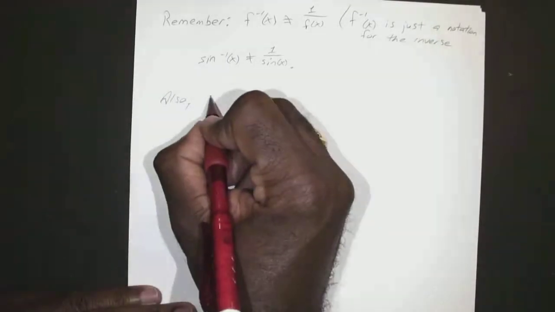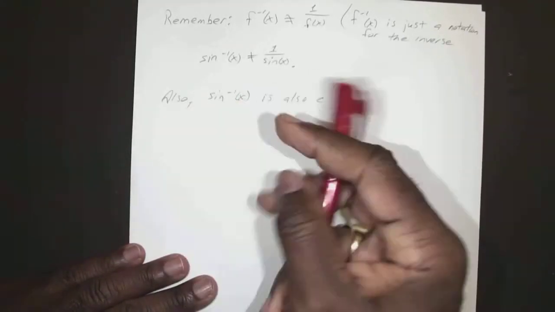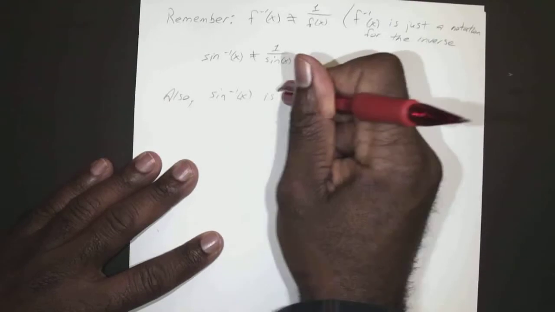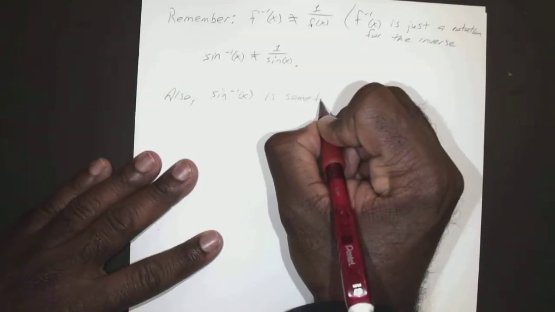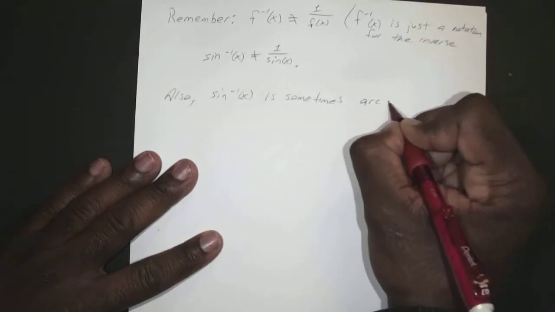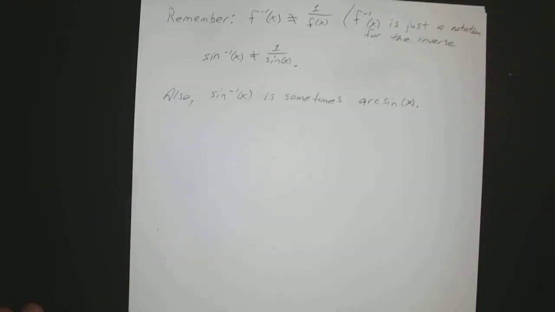Okay, so also sine inverse of x is sometimes called arcsine of x. So you'll see arcsine of x more than you'll see sine inverse of x. I believe they came up with that because too many people were confusing the inverse and the exponent -1.